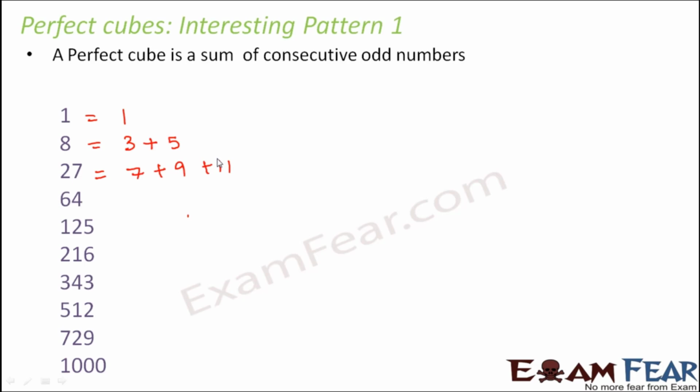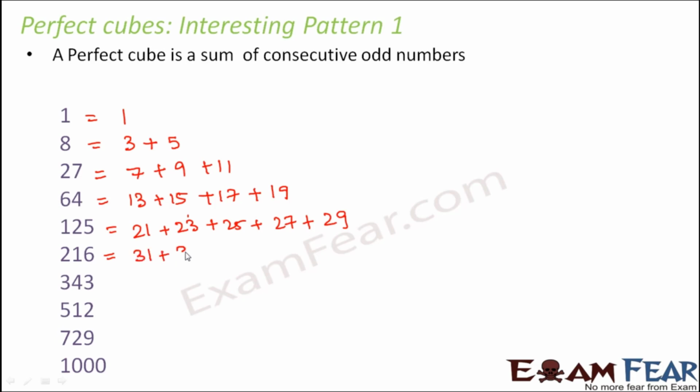When you look at the perfect cubes in increasing order, you see that the consecutive odd numbers of which each is a sum are also in order. So when it comes to 64, can you guess which numbers have a sum of 64? After 11 you have 13. So 13 plus 15 plus 17 plus 19 would be 64. Similarly 125 would be 21 plus 23 plus 25 plus 27 plus 29. In that fashion, even without adding these numbers, you can just guess which numbers would have a sum of 216.